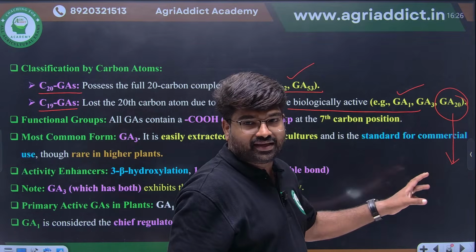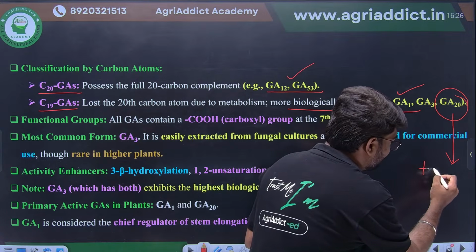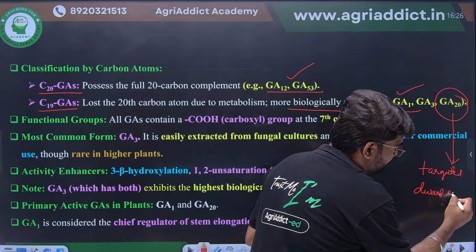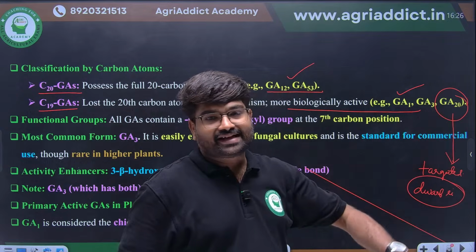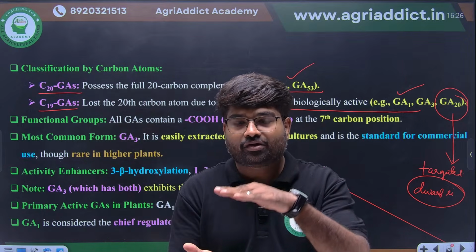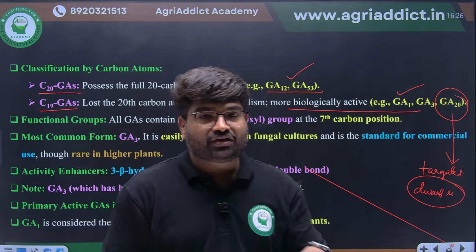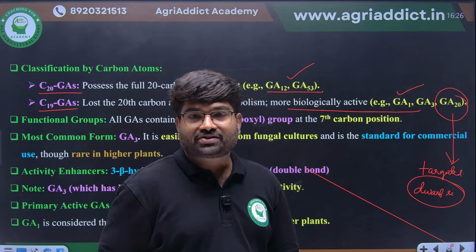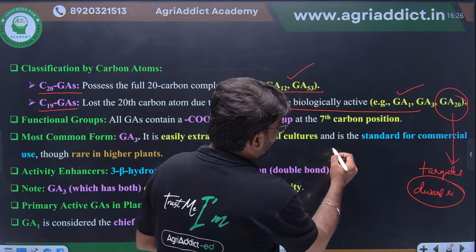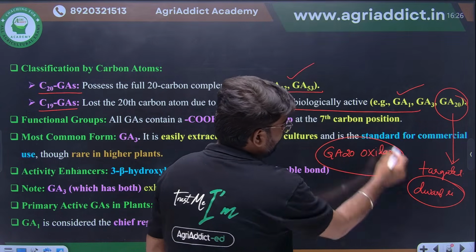Why I am writing here: this GA20, gibberellic acid 20, is the target. They mutated it to produce dwarf rice. If gibberellic acid biosynthesis is inhibited, internode elongation will be reduced, so the plant will become short. In the green revolution, they did this. They targeted the GA20 oxidase enzyme. I am writing here just for your knowledge: GA20 oxidase. This is a very important point.